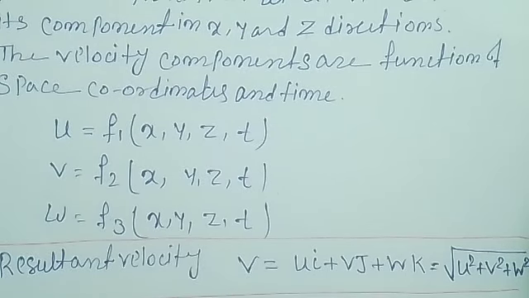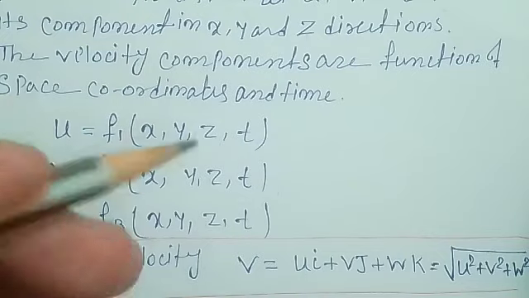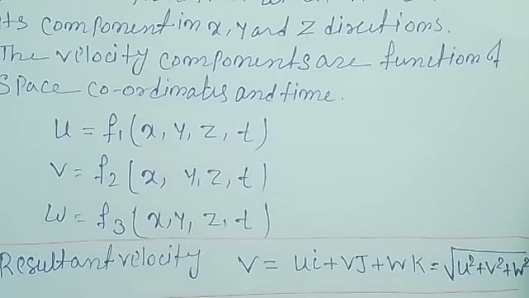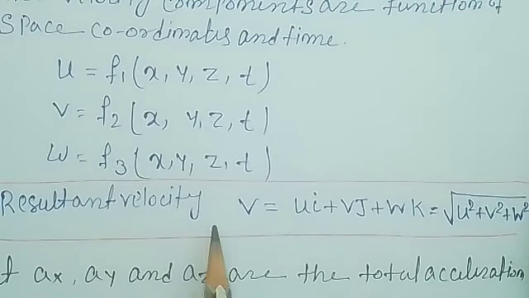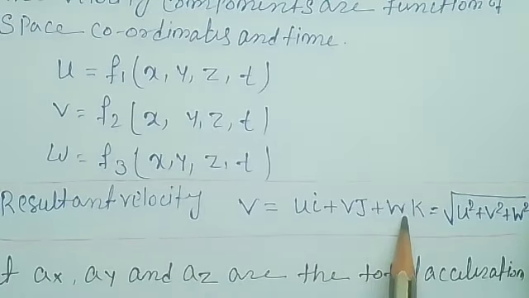Now we can express u, v, w, the components of the velocity in the three directions x, y and z, in vector form. The vector form of the resultant velocity V is equal to ui plus vj plus wk, where i, j, k are the unit vectors.